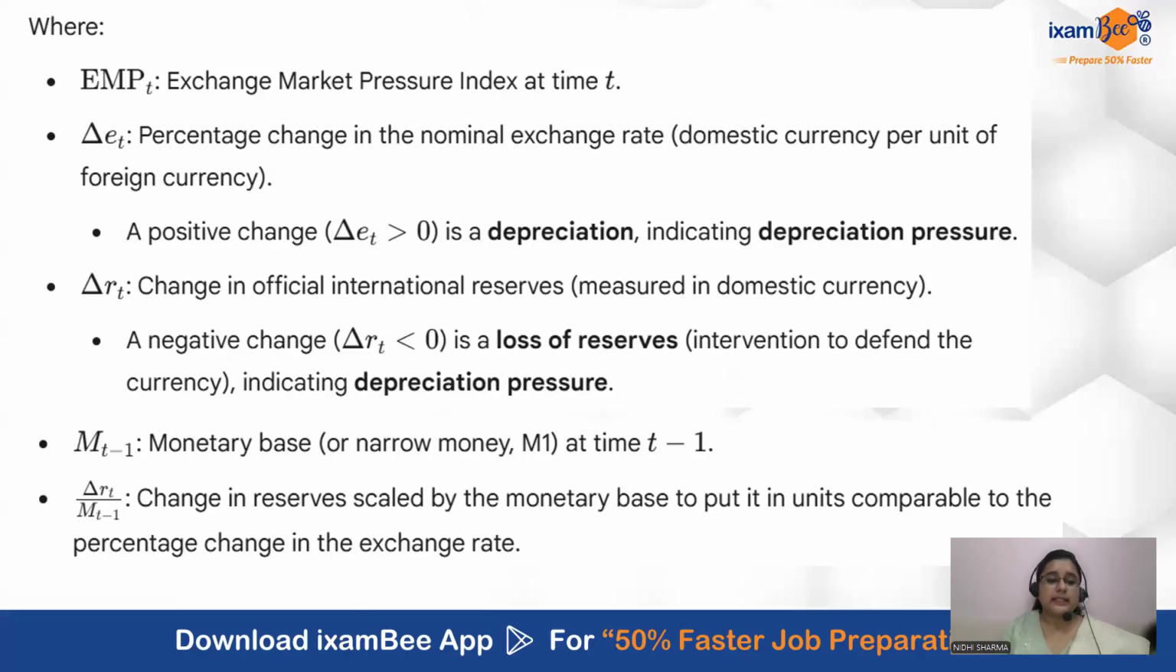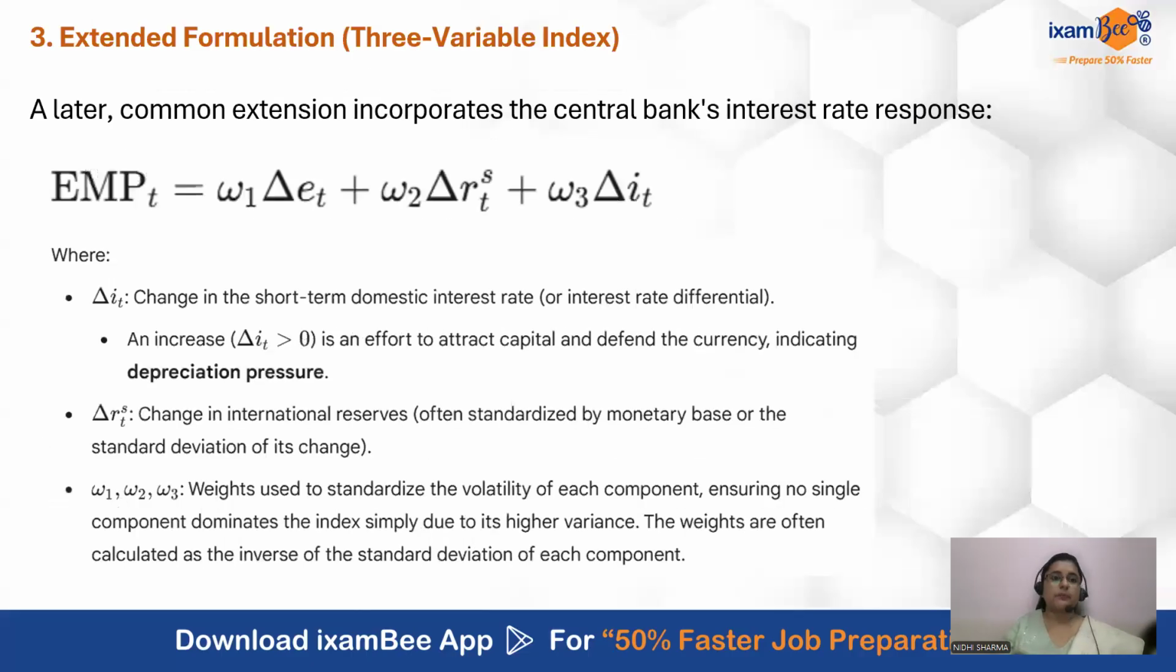Okay. M_(t-1) is the monetary base or narrow money, that is M1 at time period t minus 1. Delta R_t by M_(t-1): so this composite ratio, what does it show? Change in reserves scaled by the monetary base to put it in units comparable to the percentage change in the exchange rate. So this is what we are checking, the change in the international reserves or exchange rates based on the monetary base.